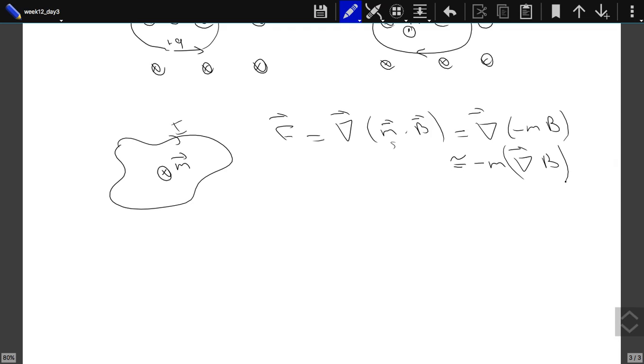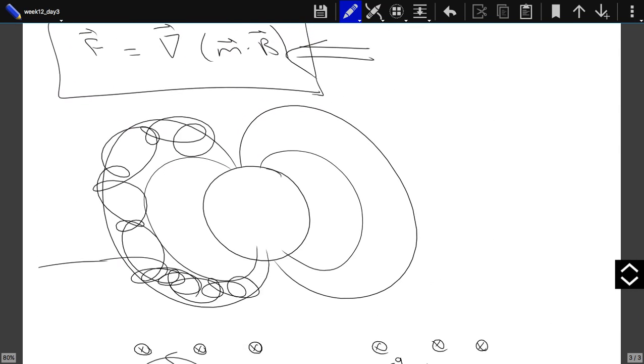But you see, the gradient of a scalar function is always in the direction in which it is increasing. So the gradient of B is in the direction in which the B field is increasing. M is just a positive number. If you multiply it with a minus sign, the force is in the direction in which the magnitude of B is decreasing. Well, let's see, the magnitude of B is increasing towards the poles. So the forces acting on these dipoles will be in the opposite direction, away from the poles.